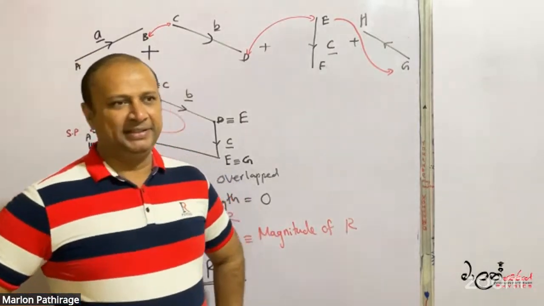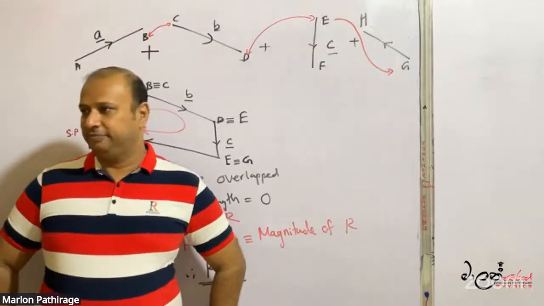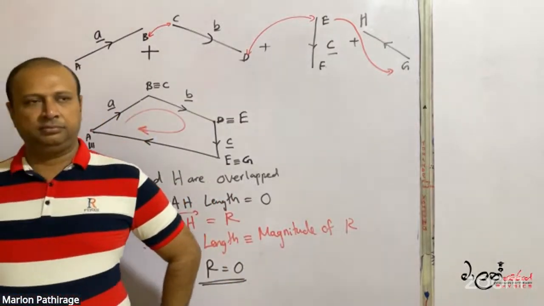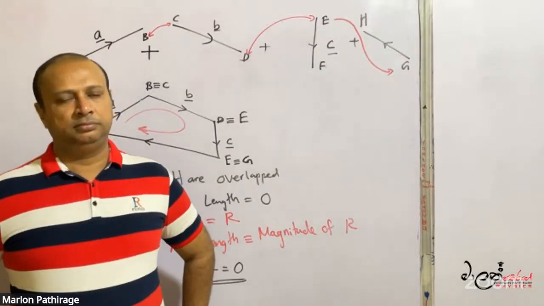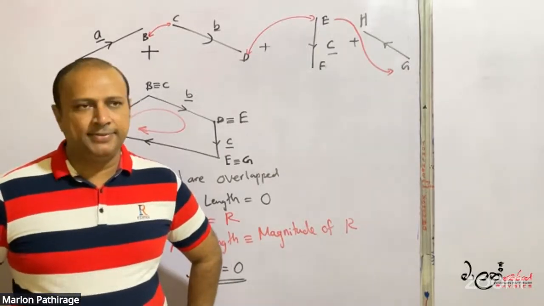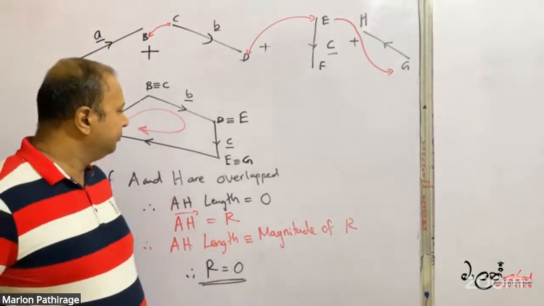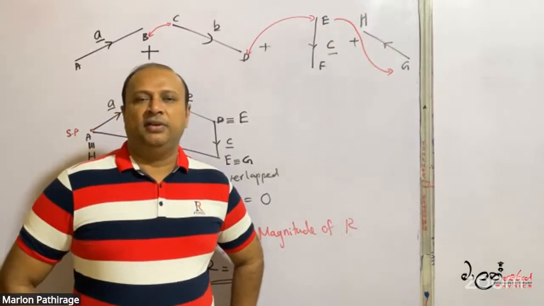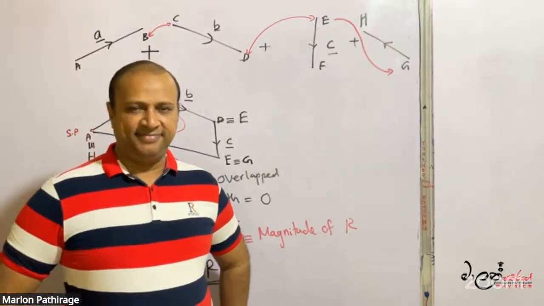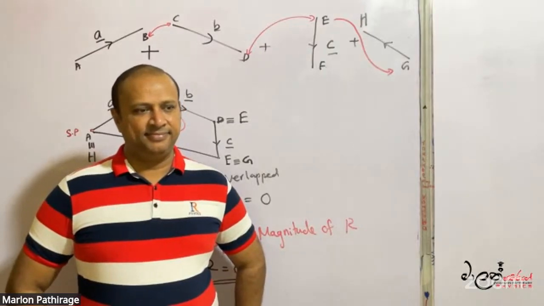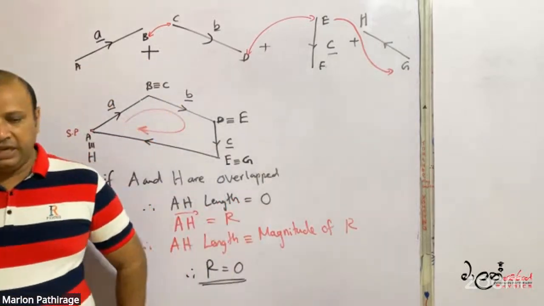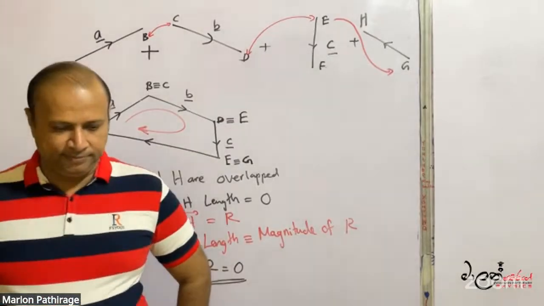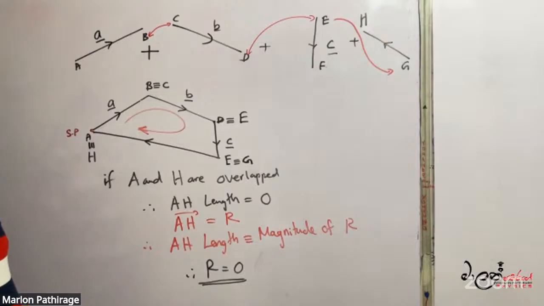These are occasions where the resultant vector is zero.